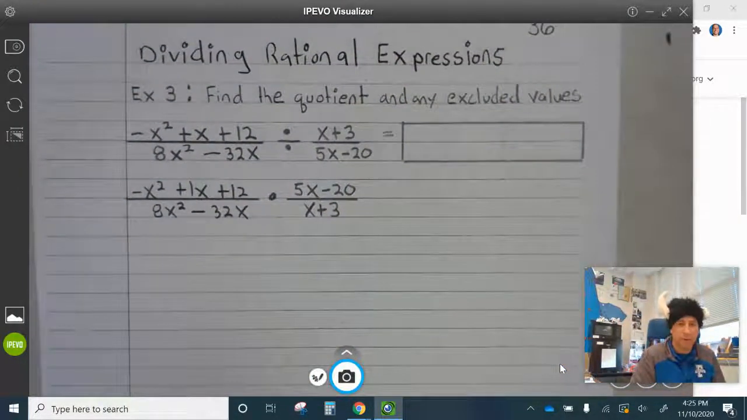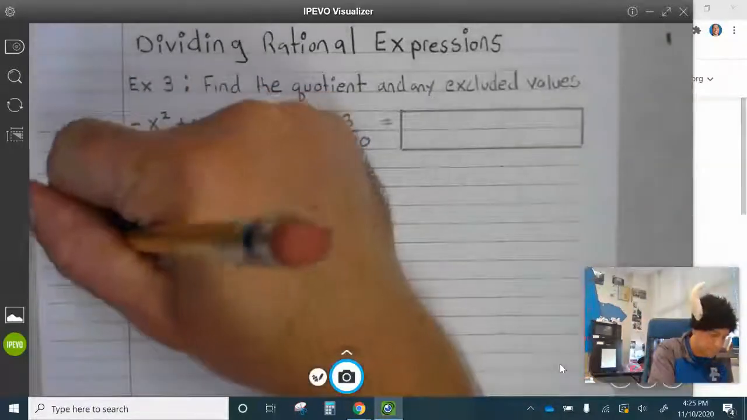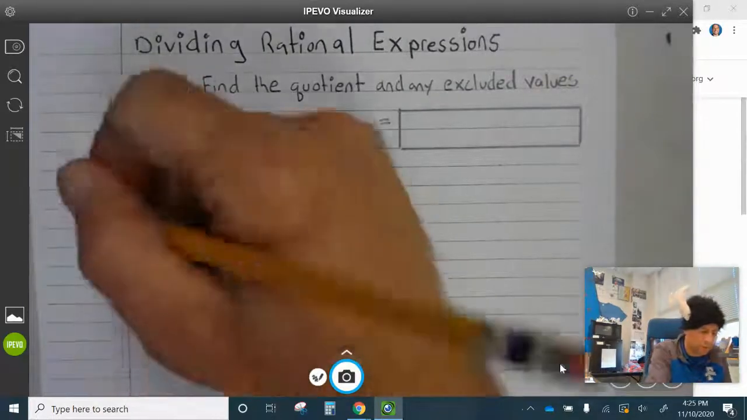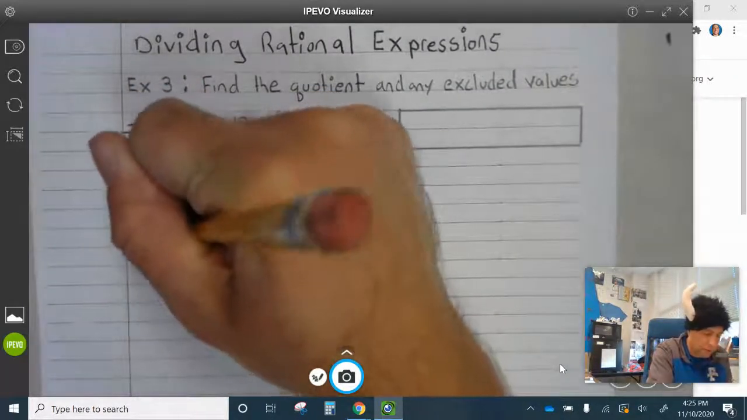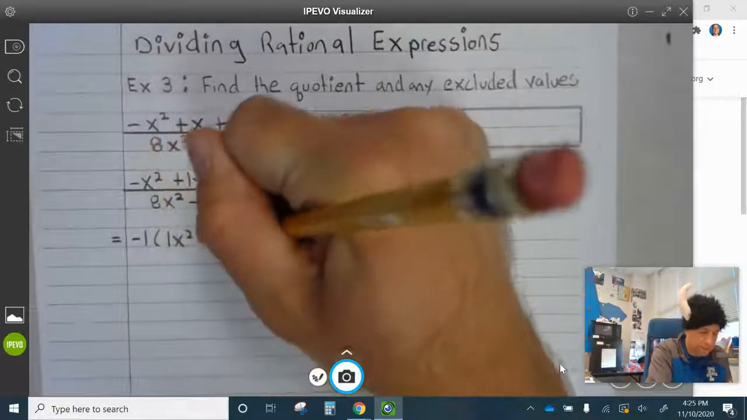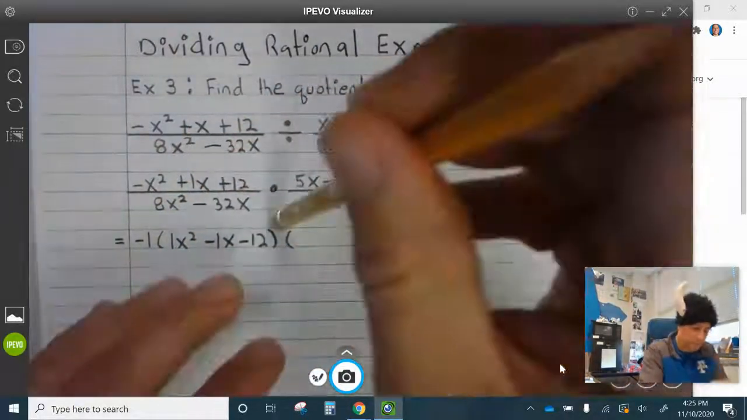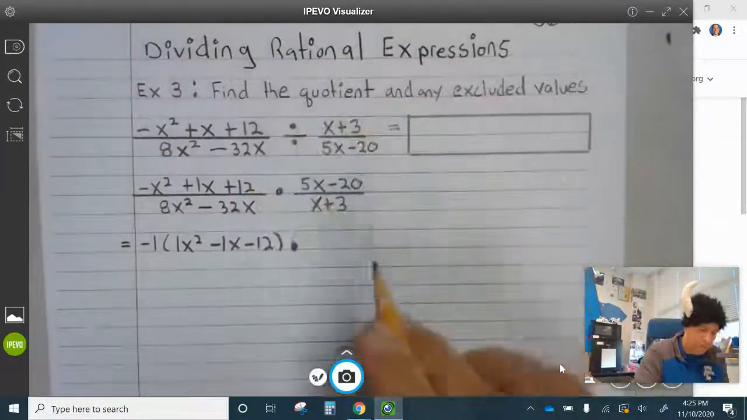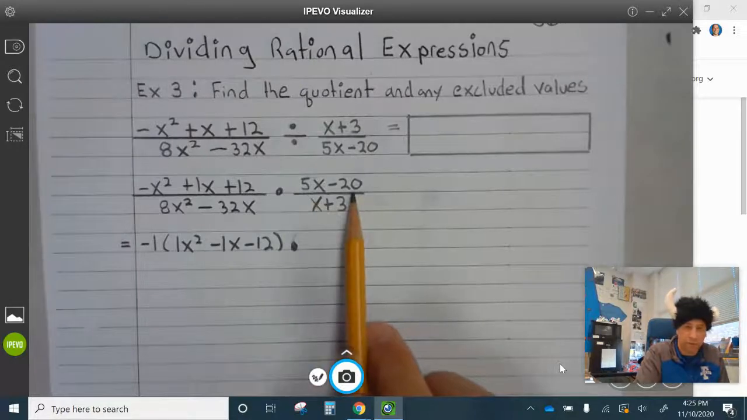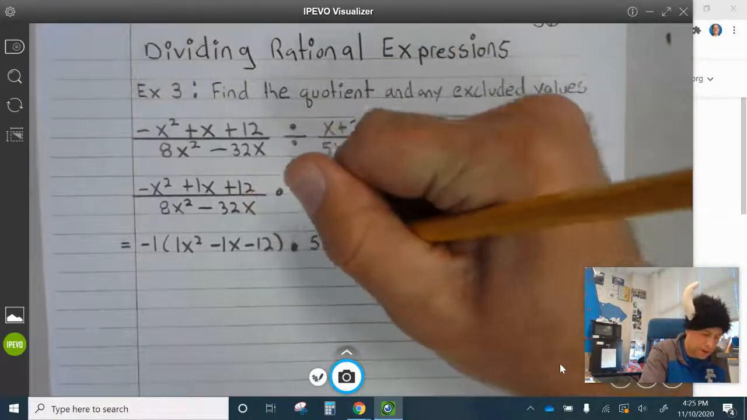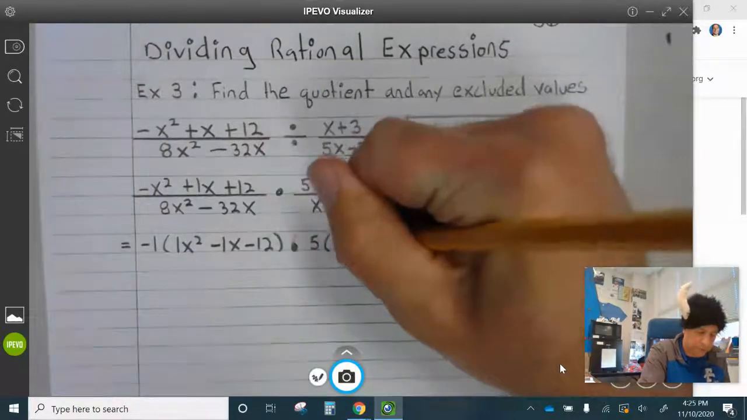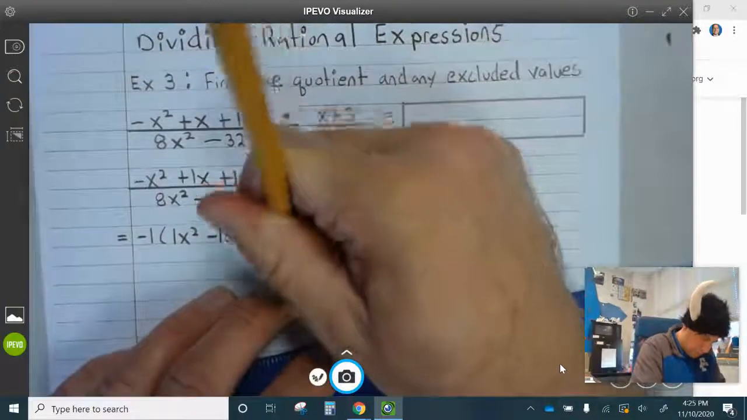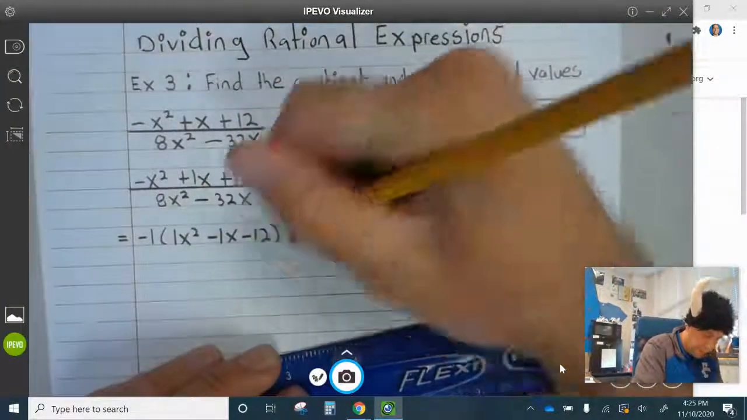Okay, now we need to factor the numerator and denominator. Whenever you have a negative number in front of the x squared, you need to factor negative 1 from each term. So that's negative 1, parentheses 1x squared minus 1x minus 12 times, well, here we can factor out a 5 from each term, so that's 5 times x minus 4.